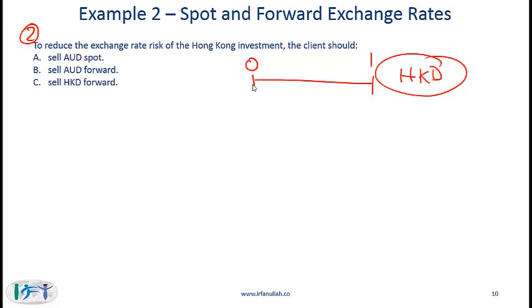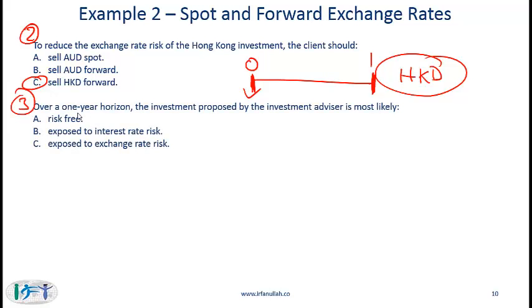What that means is at time 0, he can lock in a rate at which he will sell Hong Kong dollars. If that rate is locked in here at time 0, then no matter what the spot rate is over here, he will get the rate that is specified in the forward contract. So the correct answer would be C.